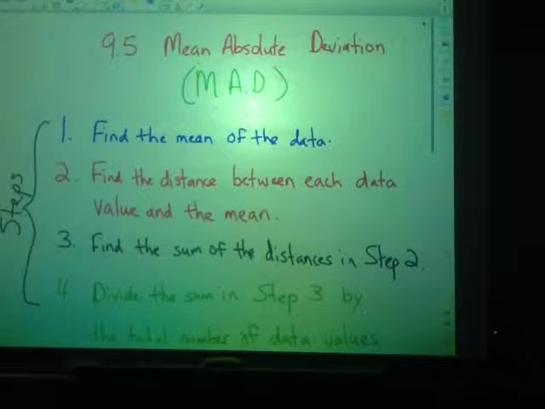Hey guys, we're back for lesson 9.5, mean absolute deviation. You'll see in green below there, I know it's kind of shiny, but it says MAD, and that is the abbreviation for mean absolute deviation.